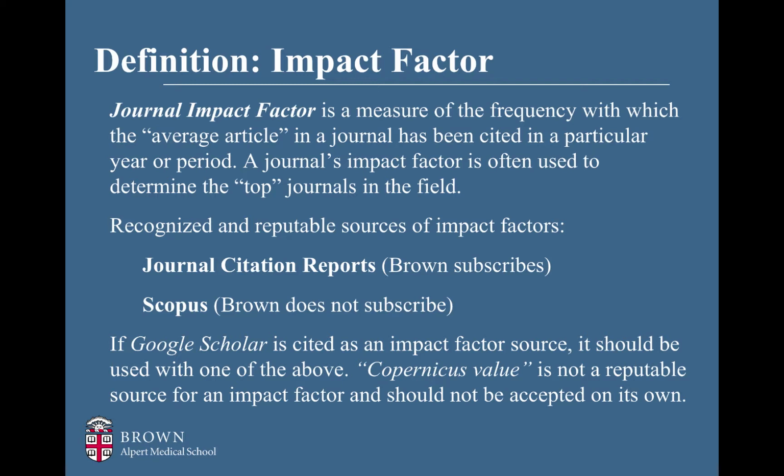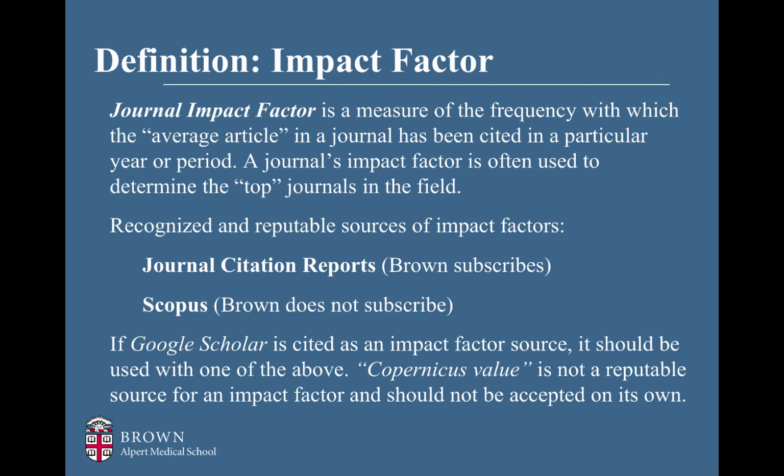The journal impact factor is a measure of the frequency with which the average article in a journal has been cited in a particular year or period. A journal's impact factor is often used to determine the top journals in the field. Some recognized and reputable sources of impact factors are the database Journal Citation Reports, which Brown subscribes to, and Scopus, which Brown does not subscribe to.